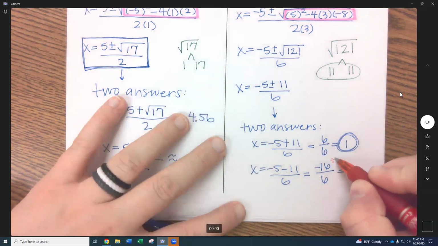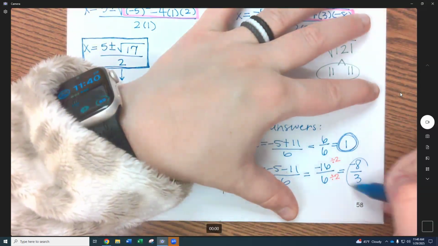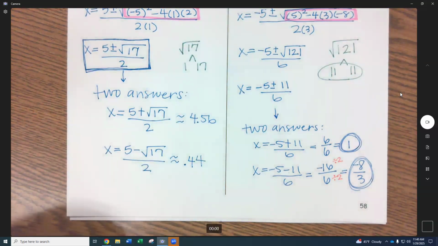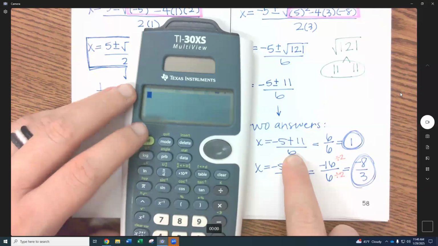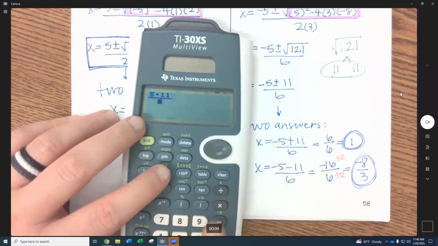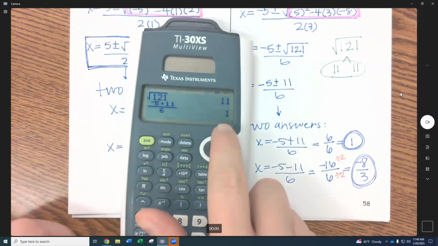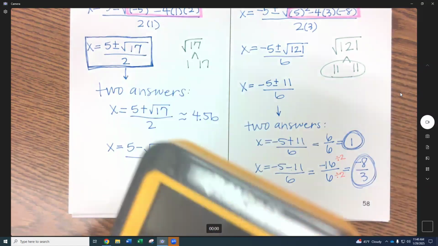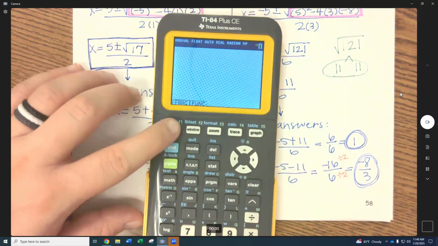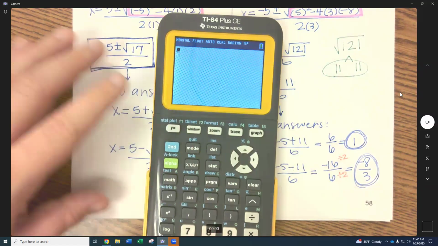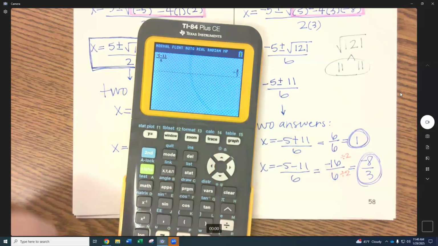This one, you can divide or reduce both of them by 2. So we get -8 over 3. Okay, so to show you one more time how to put this in the calculator, if I wanted to put this in N over D, -5 plus 11 all over 6, we get to that 1, use your N over D. And if you are using this calculator here, you would do alpha y equals, there's your N over D. So we have -5 minus 11 all over 6, and we get -8/3.